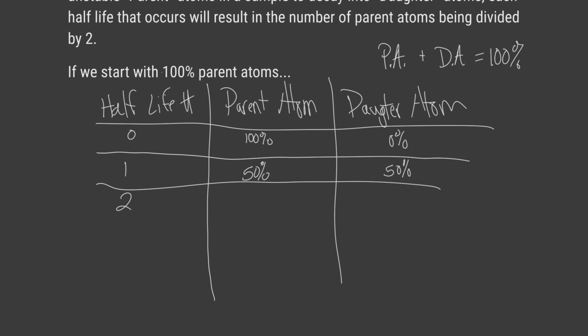50% divided by 2 is now 25%. And 25% plus 75% equals 100%. So after the second half-life, we would expect 25% of the sample to be the parent atom and 75% of the sample to be the daughter atom. And this just keeps going.